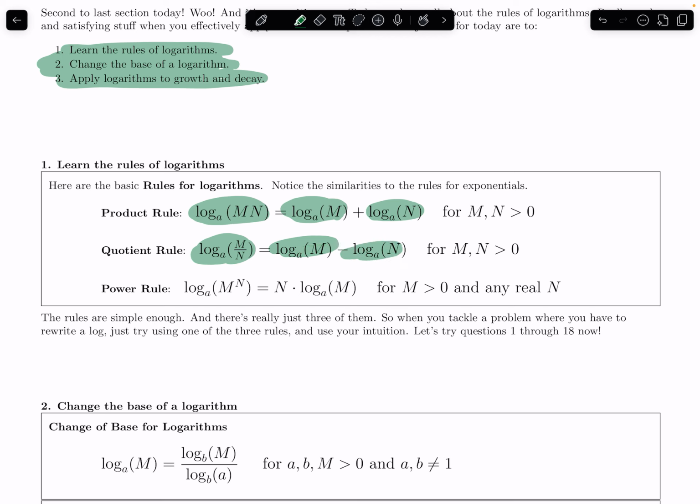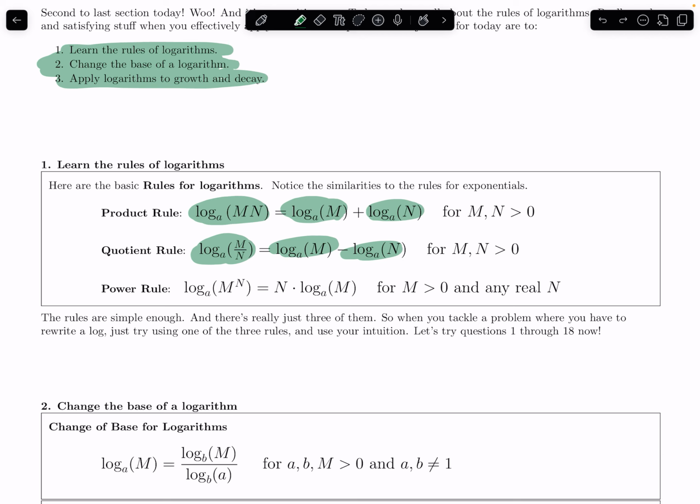See that? And then you have the usual restrictions. M and n cannot be 0. They've got to be bigger. Why is that? Because there's no way to get some base to any power that is going to equal anything that's 0 or negative.